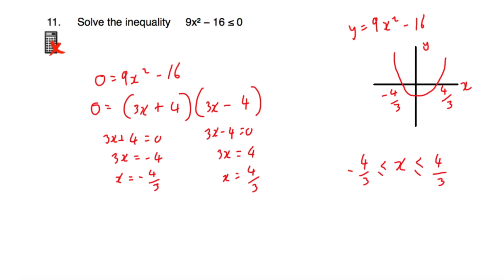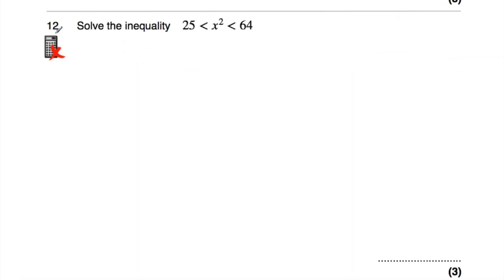Okay, let's have a look at our next question, question number 12. Question number 12 says, solve the inequality x squared is bigger than 25 but less than 64.